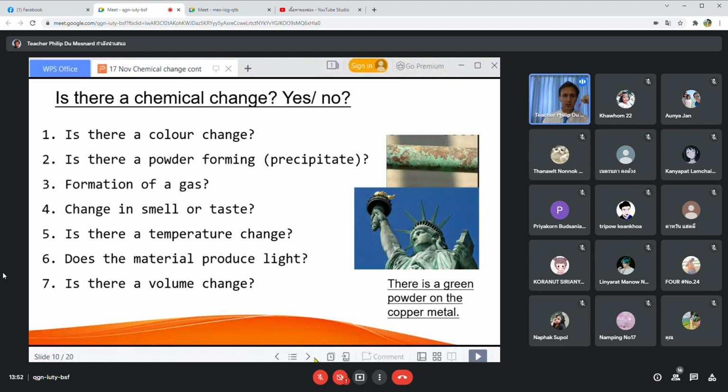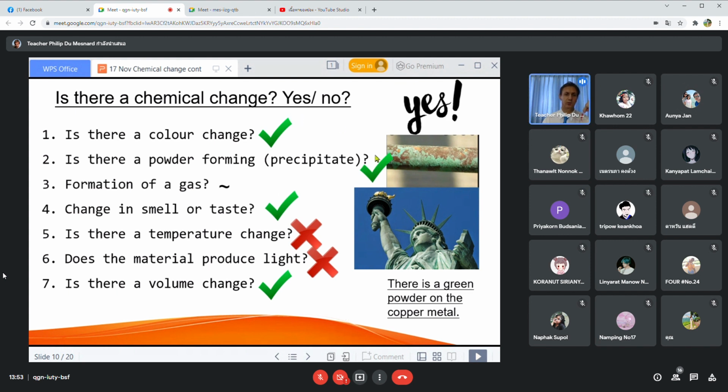Okay. So the color, yes, it does change. And powder, yes, there's the green powder. Gas, actually, I don't know. Sorry, teacher, don't know. The taste, I think, is different. Temperature, no. Light, no. Volume, I think, yes. The chemical change, yes or no? Yes. Very good, because there's 1, 2, 3, 4 checks, so definitely yes.